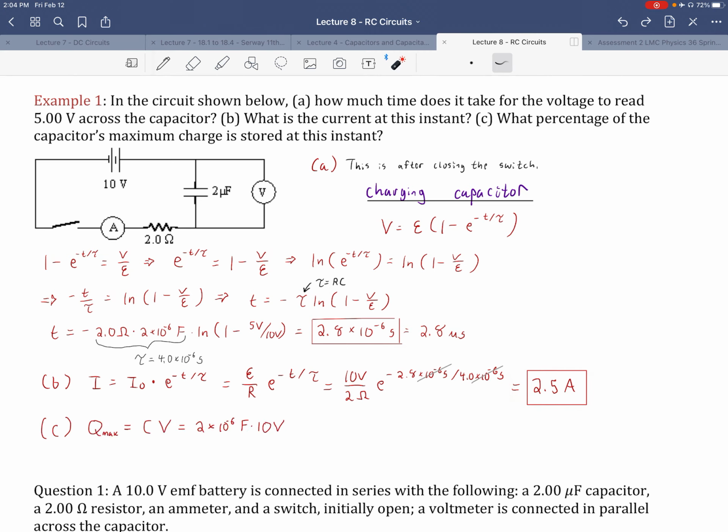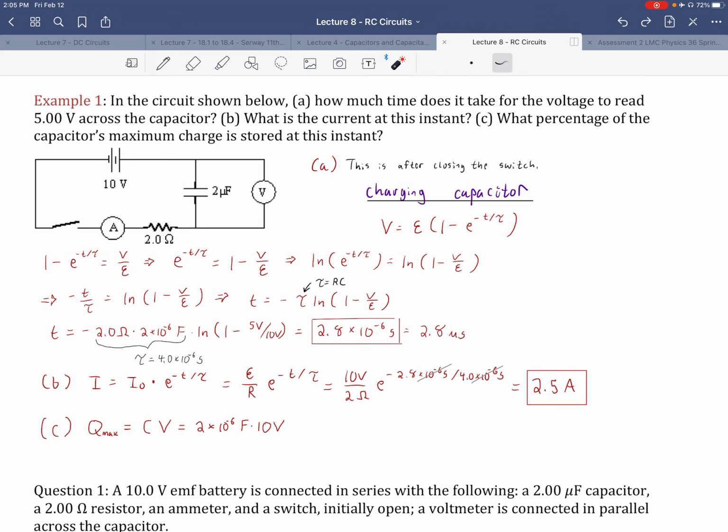Looks good. Now, what percentage of the capacitor's maximum charge is stored at this instant? Okay, what do you think? I just said a couple times it's half the way there because it's got half as much voltage. 5 volts is half as much as it can have, because once it's fully charged, it's going to have 10 volts.